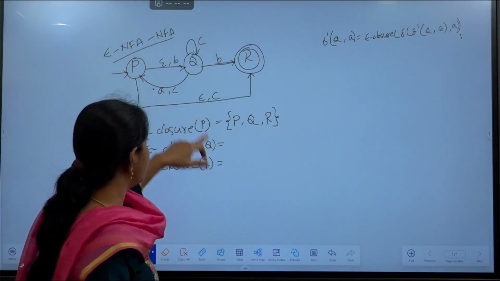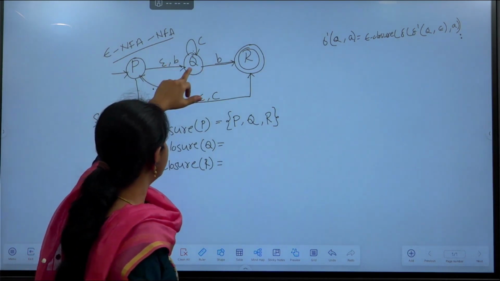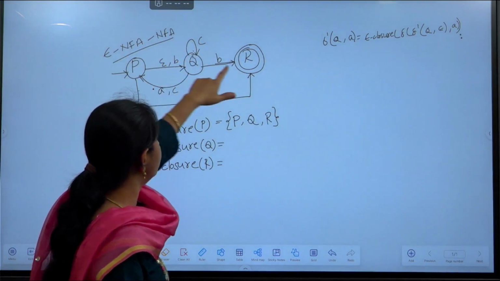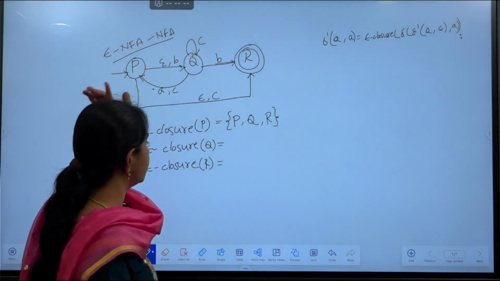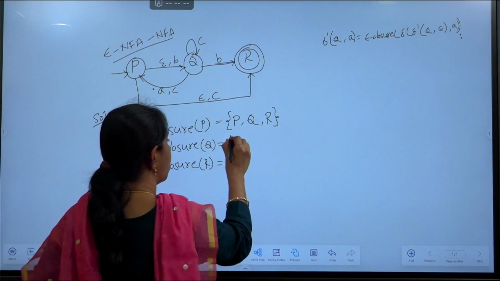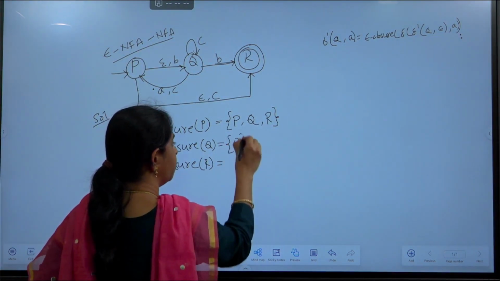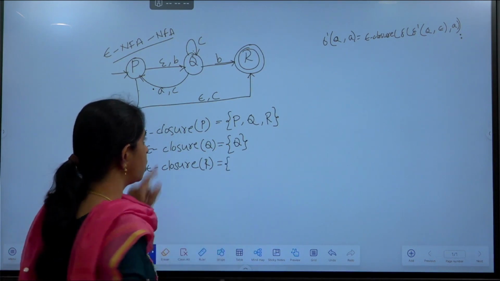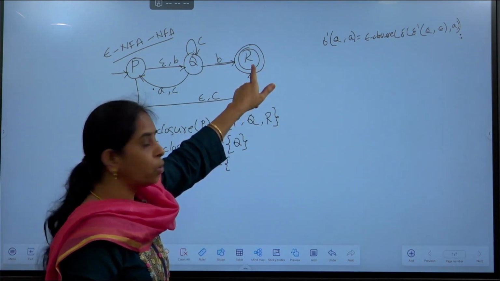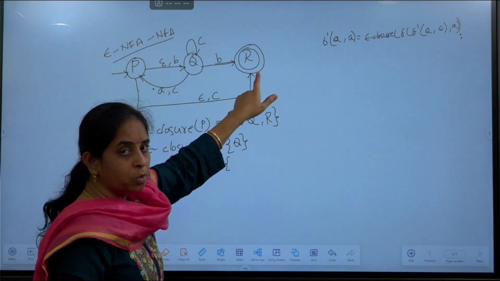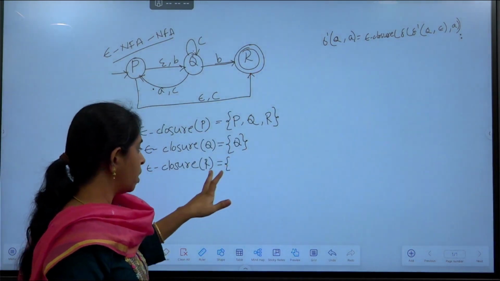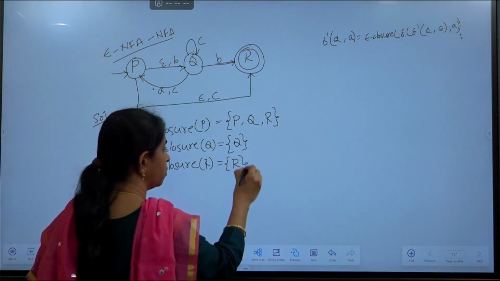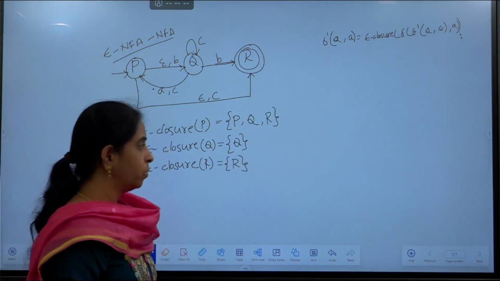Next go with Q. Looking at state Q, we don't have any epsilon transitions from Q, we have only the C and B transitions. But we have to write the same state itself, Q. Next we have epsilon closure of R. From R we don't have any transition, so we can't give it as phi, because the same state itself is the epsilon closure. So that is R.